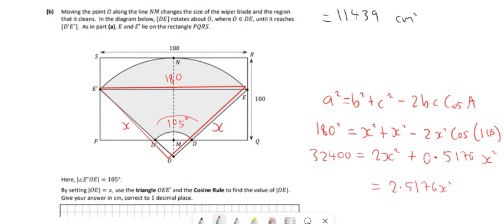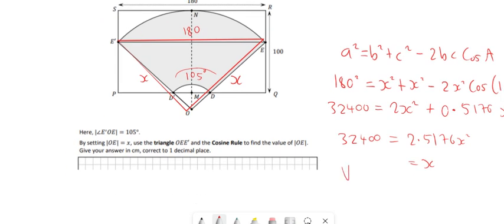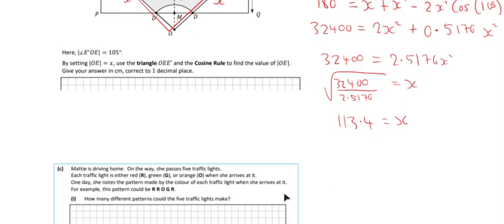X squared is equal to 32400. Bring that across and divide it, and then you'll have to get the square root of it. So x is going to be equal to the square root of 32400 over 2.5176, and you should get 113.4 in the end. And that's equal to x, so that's just using cosine rule. It's not too bad really.